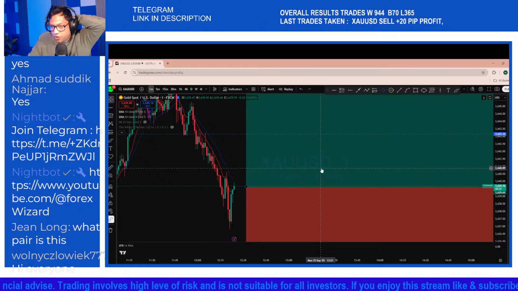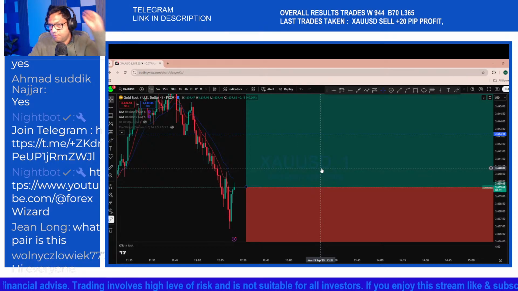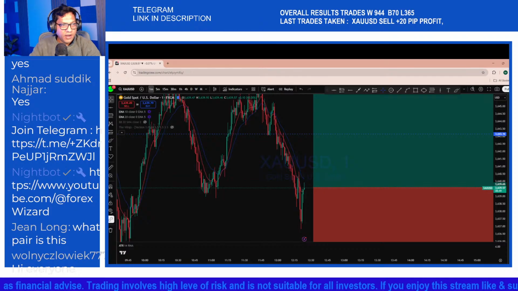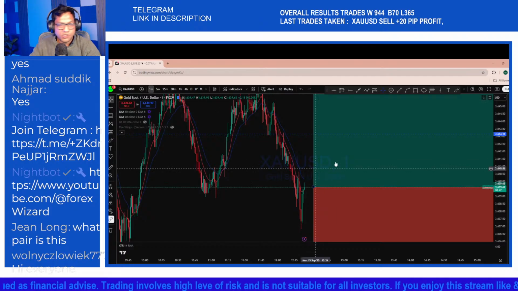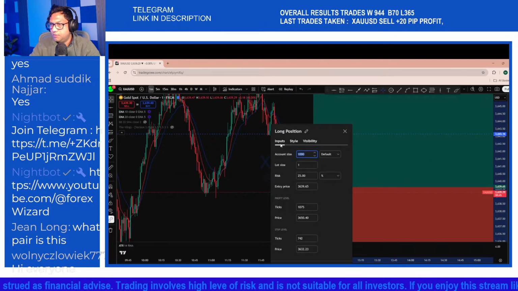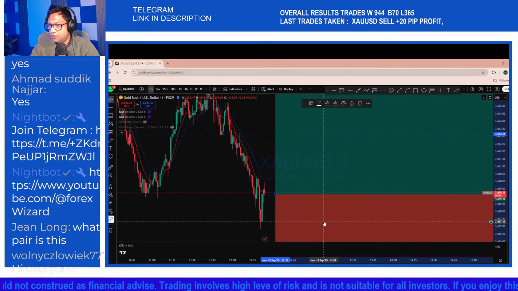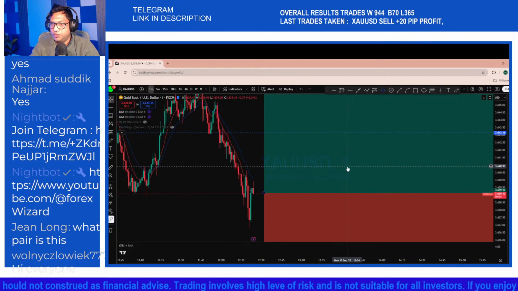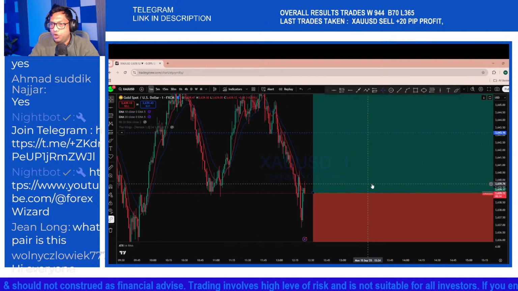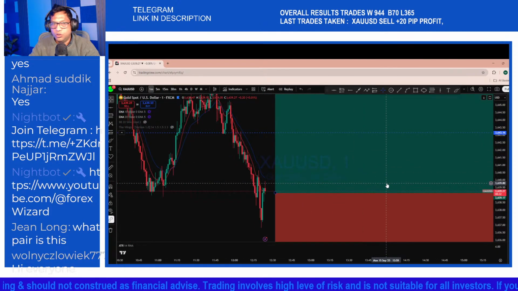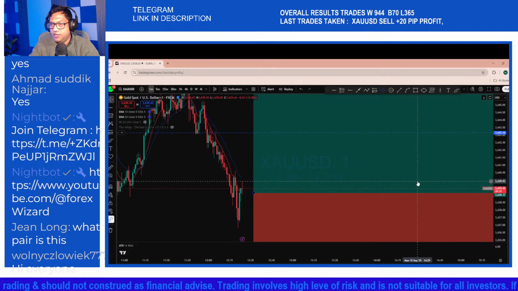So we are running in profit now, and my entry here is 3639.17. You know, I love trading gold because it's pretty volatile, and with a smaller move we can go to the zone and take profit whenever needed.